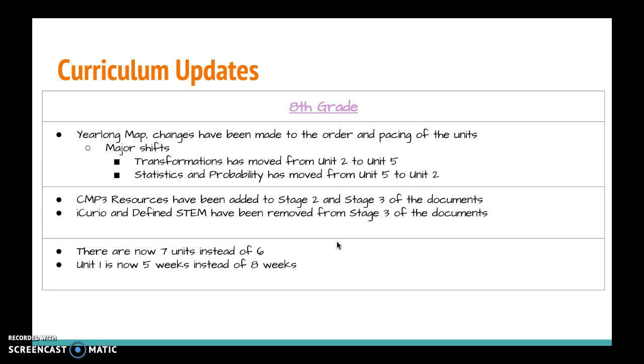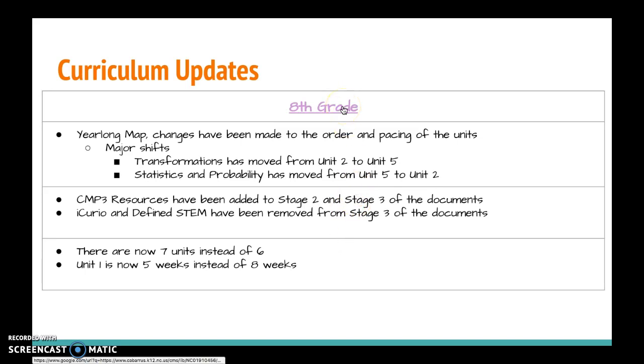In Stage 2 and 3 of the documents, CMP3 resources have been added to help you incorporate those into your classroom instruction with more ease. And in Stage 3, iCurio and Define STEM have been removed from these documents as we no longer use these as a resource. Other shifts, there are now 7 units instead of 6, and Unit 1 is now 5 weeks long instead of 8 weeks long.